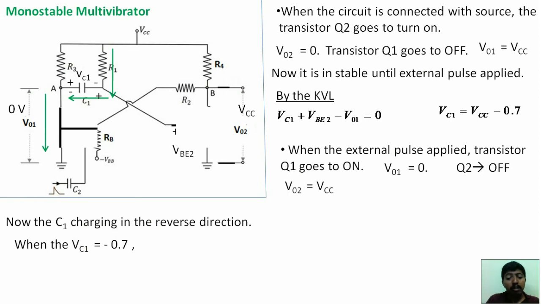Vb2 will become higher than 0.7, and the transistor Q2 will turn on automatically. If Q2 turns on, it will act as a short circuit, so V02 will become 0. The process repeats. For one state, we need an external trigger pulse; for the other state, it changes automatically by the capacitor. The T1 is the same as that of the astable multivibrator, so T1 is equal to 0.693 R1 into C1.